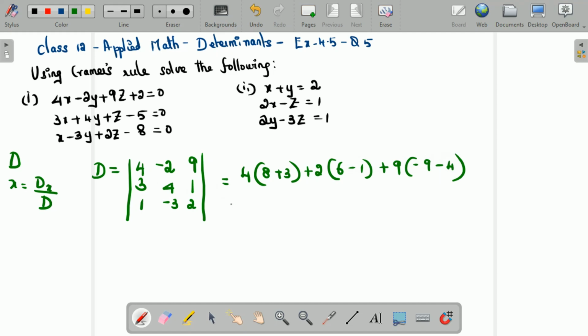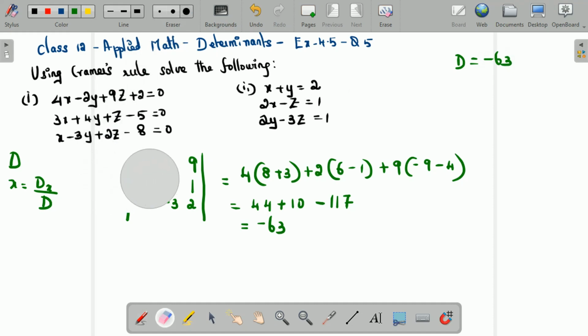So this is going to be equal to 4 into 11, this is 44. This is 6 minus 1 is 5 plus, into 2 is 10. Then this is going to be minus 13 into 9. So it is minus 117. So this is going to be minus 63. So let's note the value of d here. So d is equal to minus 63.